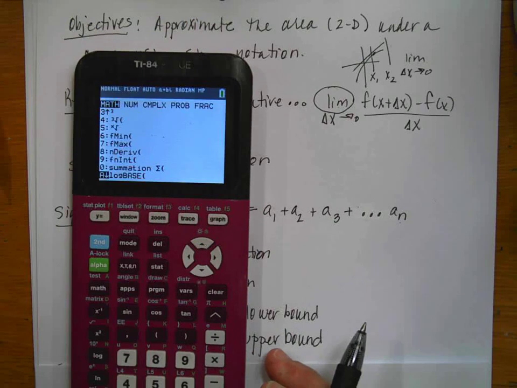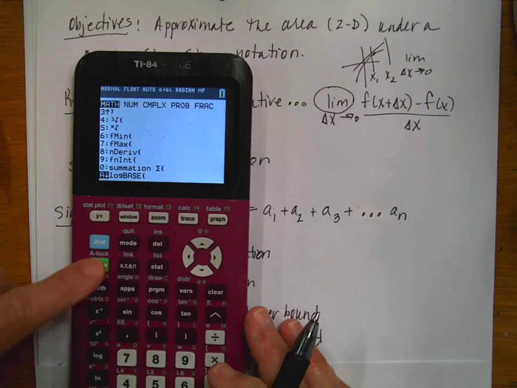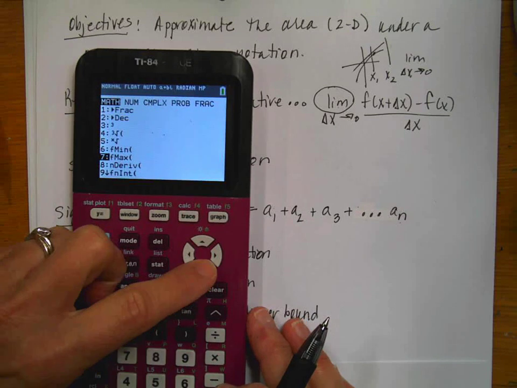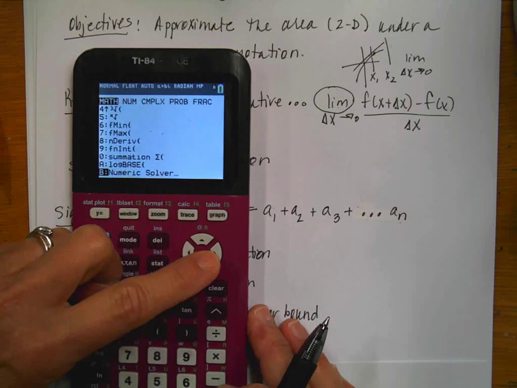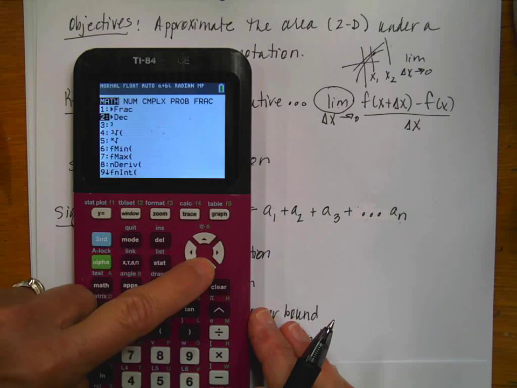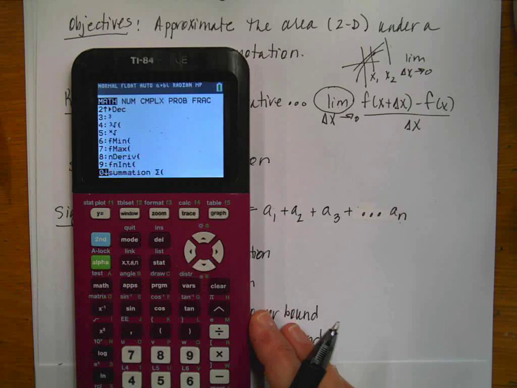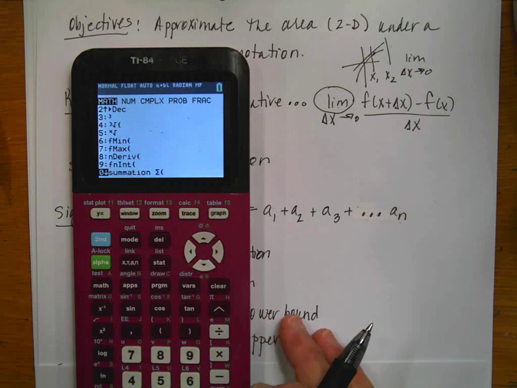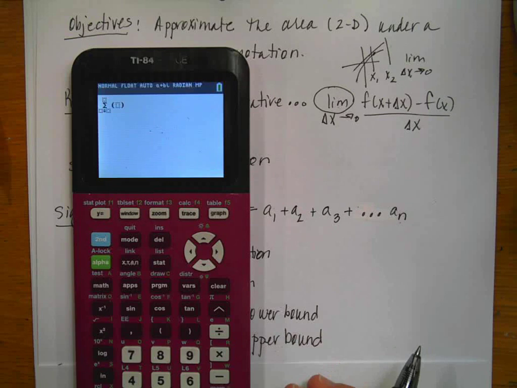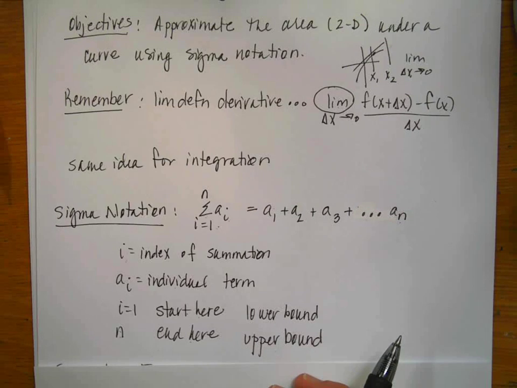If you will remember, if I go to my math button, and then I scroll down, my summation is right here. So, oops, as I push the wrong buttons, there is my summation. So I can do summation notation in my calculator, but we are going to be doing these problems by hand. But there is an application that you can use on your calculators.